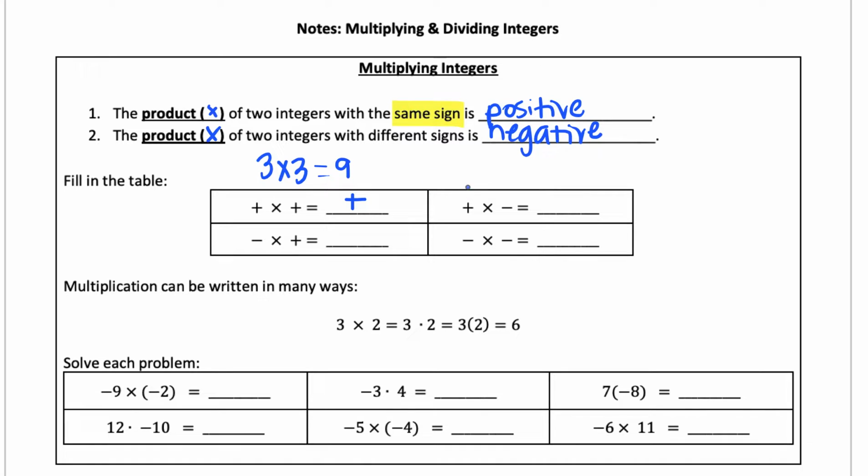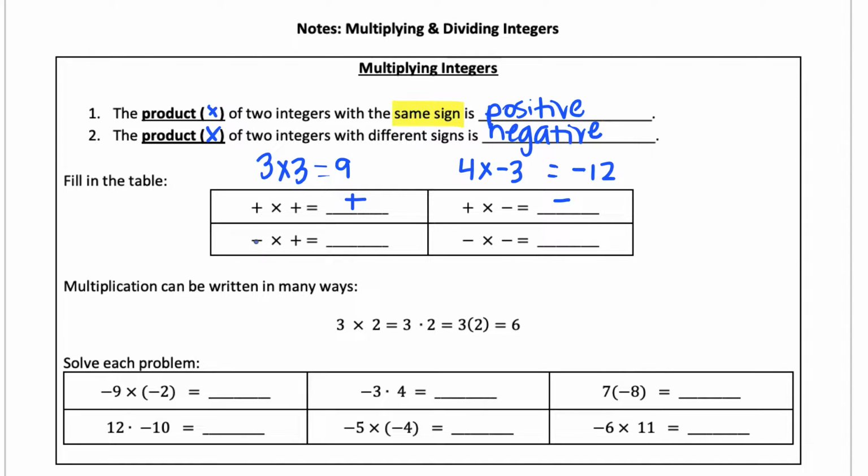In my next example, I have a positive times a negative, so that would be something like 4 times negative 3. Well, the signs are different, so their answer will be negative. So I need to multiply 4 times 3, which is 12, but then put that negative sign on my answer because their signs were different.